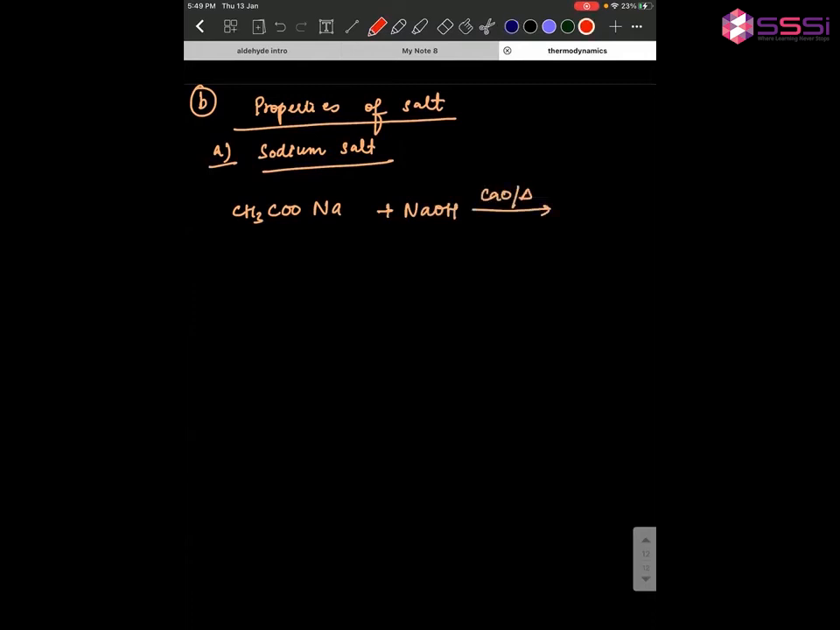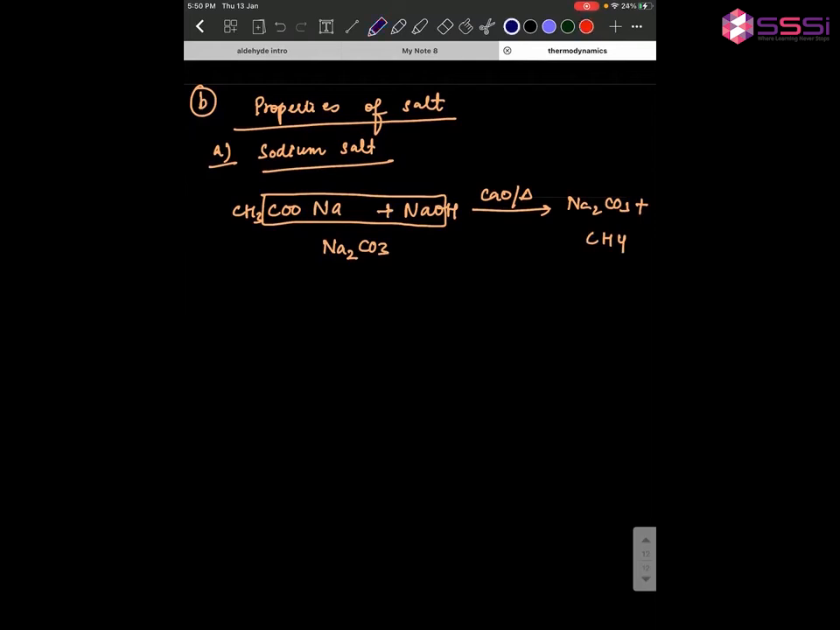Now what will be liberated here? COONa will be liberated with NaOH. So what is this forming? This is forming Na2CO3. So Na2CO3 will be liberated along with CH4.